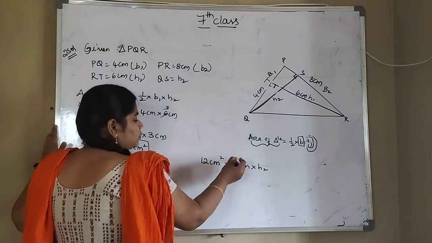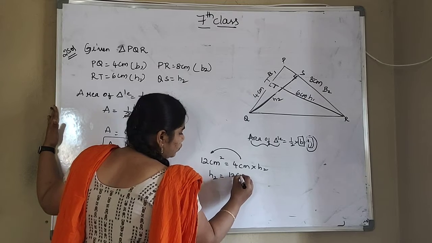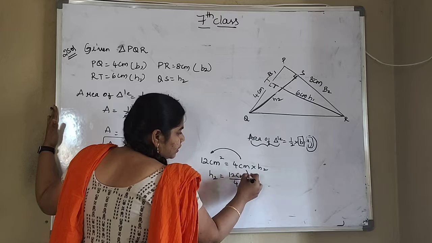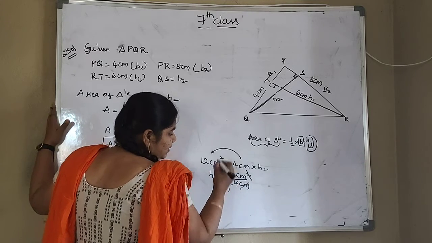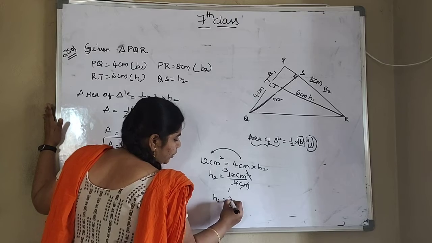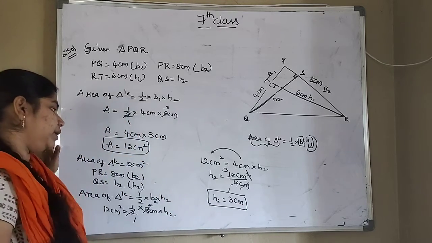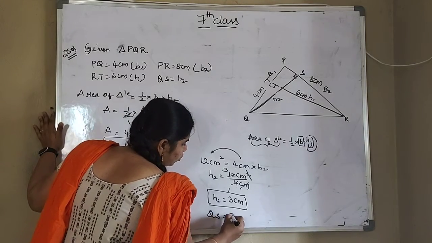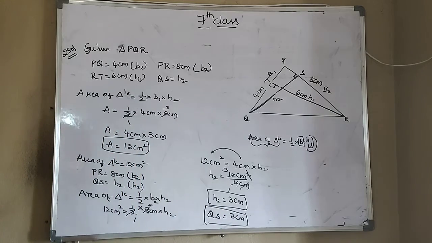Now I am transposing this 4 to the other side, so H2 is equal to 12 centimeters square by 4 centimeters. Centimeter will get cancelled. 4 1s are 4, 4 3s are 12. So how much height value did you get? 3 centimeters. So H2 value is 3 centimeters. H2 is nothing but QS. So QS value you got as 3 centimeters. So this is our second solution.